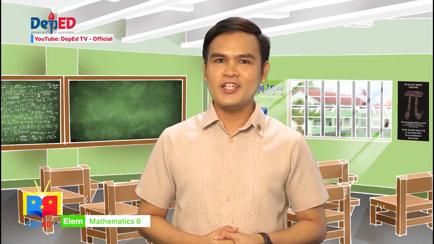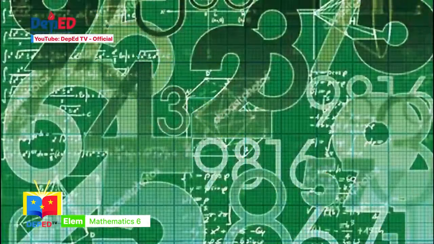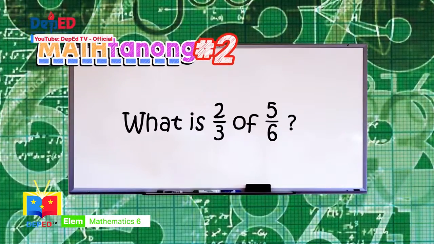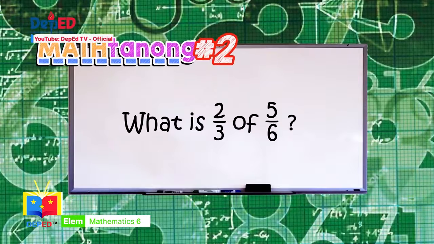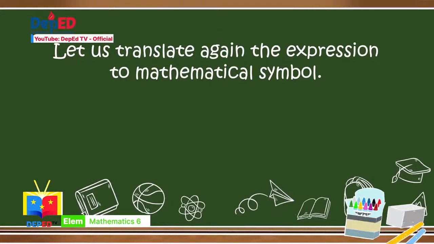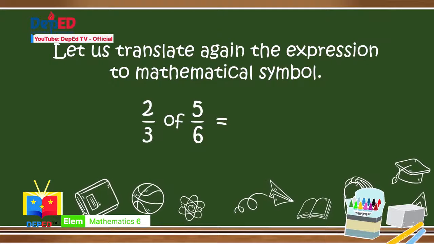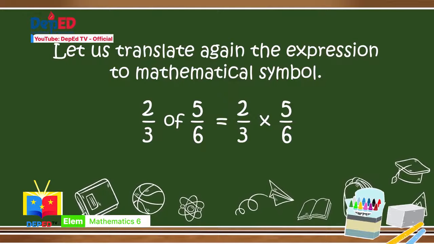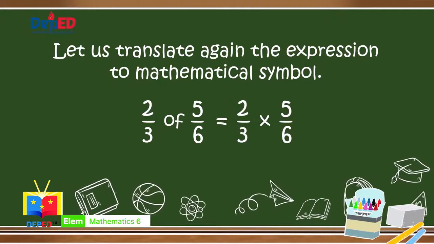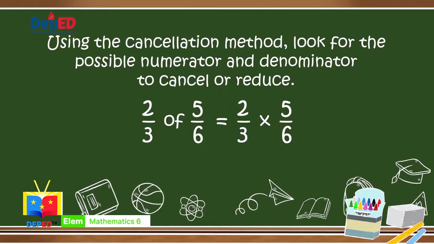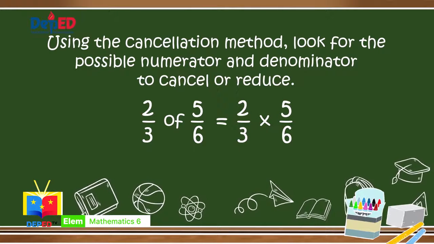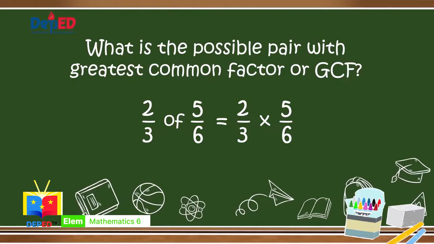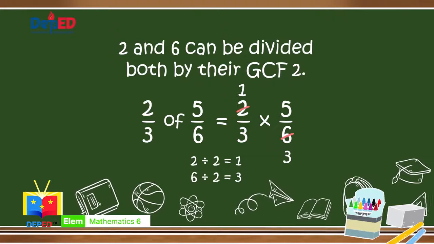Did you get the correct answer? Good job! Matanong number 2. Using the cancellation method, what is 2/3 of 5/6? Let us translate again the expression to mathematical symbol. 2/3 of 5/6 equals 2/3 times 5/6. Using the cancellation method, look for the possible numerator and denominator to cancel or reduce. What is the possible pair with greatest common factor or GCF? Yes, 2 and 6 can be divided both by their GCF 2.